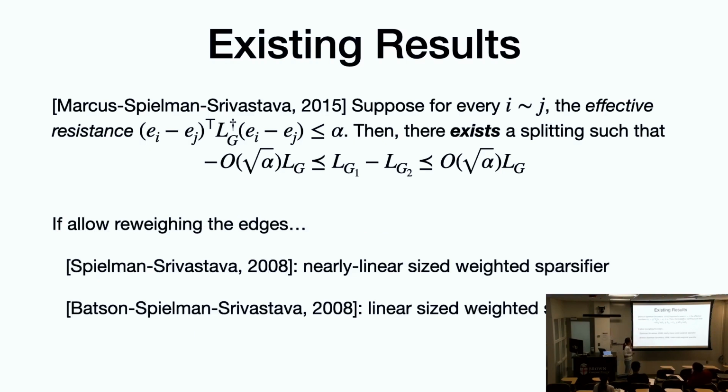As I mentioned before, if I iteratively split these two subgraphs G1 and G2, after some iterations, I will get a good spectral sparsifier for the original graph G. And in these sparsifiers, every edge has unit weight, and I call this an unweighted sparsifier. Well, if we allow reweighting the edges, there are actually polynomial time algorithms that can find very good weighted sparsifiers for graph G.